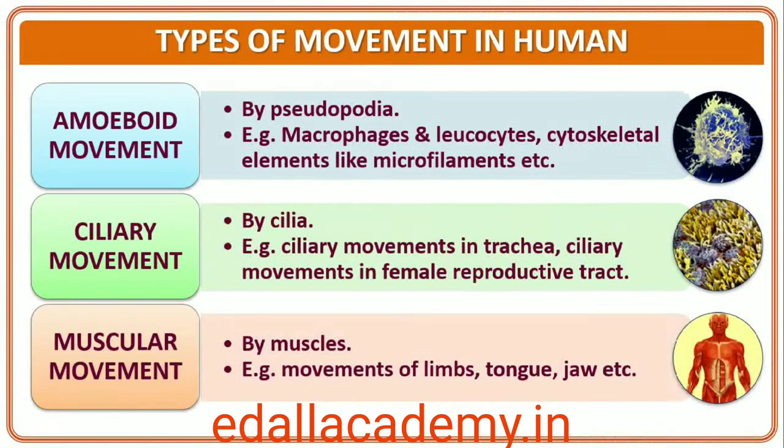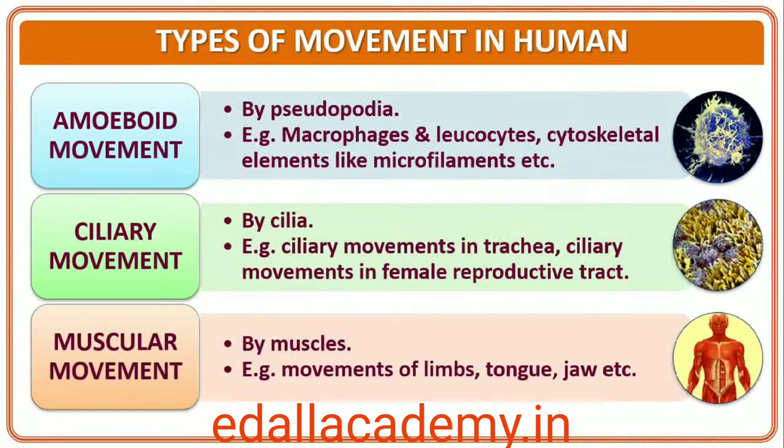20.1 Types of movement. Cells of the human body exhibit three main types of movements, namely, amoeboid, ciliary and muscular. Some specialized cells in our body like macrophages and leukocytes in blood exhibit amoeboid movement. It is effected by pseudopodia formed by the streaming of protoplasm, as in amoeba.